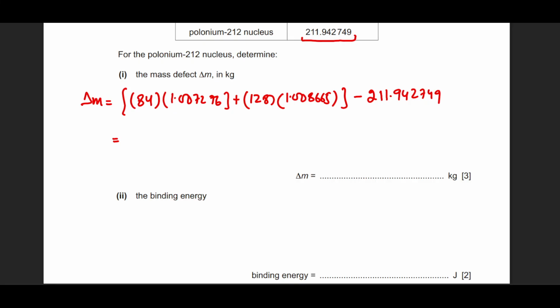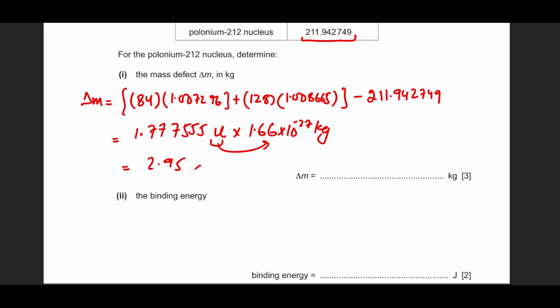So when you calculate this, this comes out as 1.7777555 U, multiplied by 1.66 into 10 raised to the power minus 27 kg, to convert U, atomic mass unit, into kilograms. So this becomes 2.95 into 10 raised to the power minus 27 kgs.